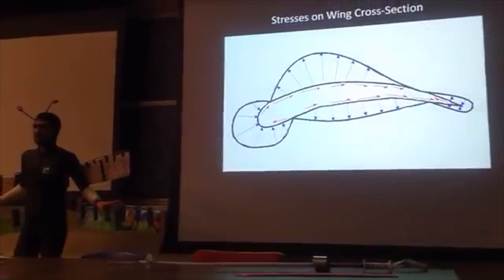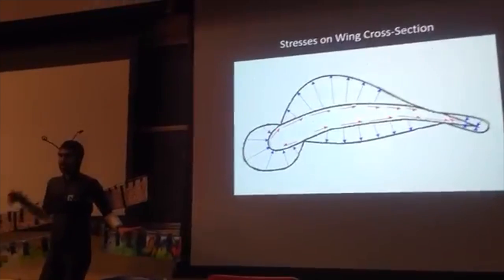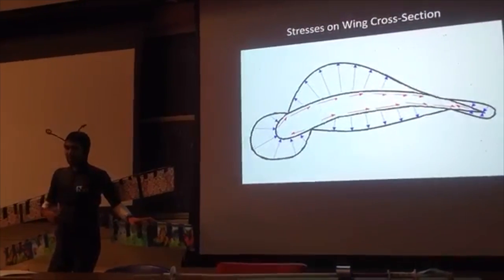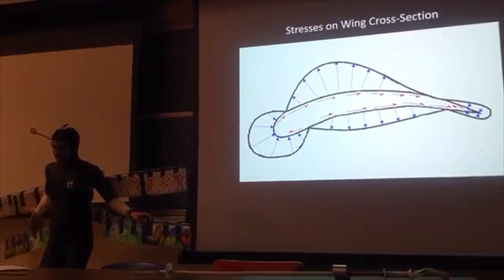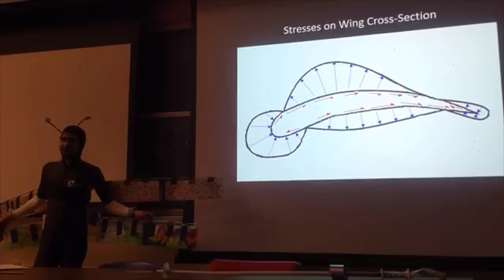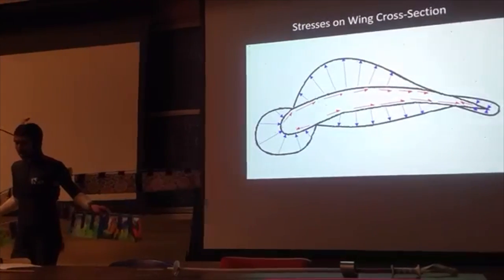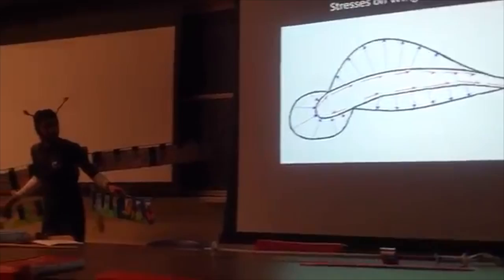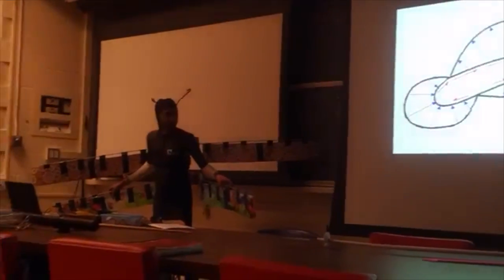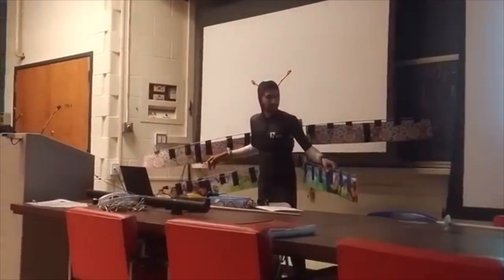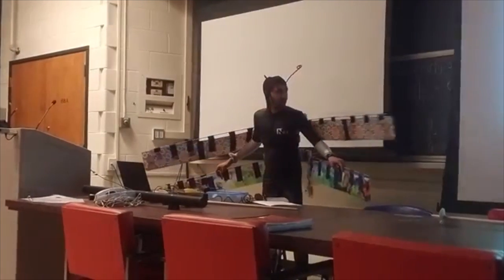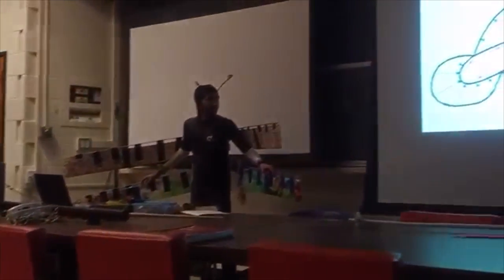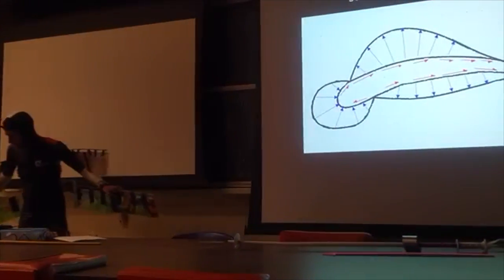So aerodynamic forces are surface forces. It's not like gravity, where the Earth pulls you even when it's not touching you. You don't witness aerodynamic force unless you're actually coming in contact with the air. So you come in contact with it through shear or pressure forces. The blue arrows are pressure forces, and the red arrows are shear forces.